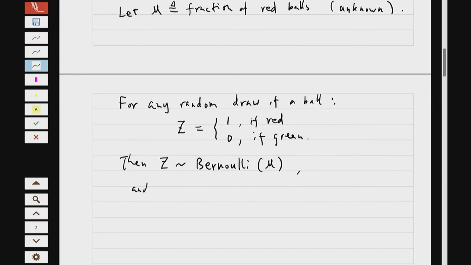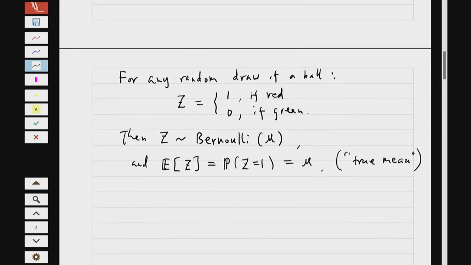So in other words, if I want to take the expected value of Z, which is also equal to the probability that Z is equal to 1, as we have seen last time, the expected value of a Bernoulli random variable is just equal to the probability that the random variable is 1. Simply equal to mu. And of course, this is the true mean that we want to estimate, essentially our E out.